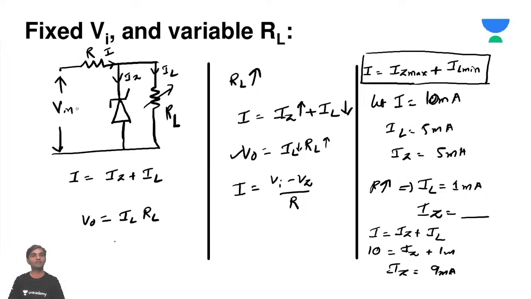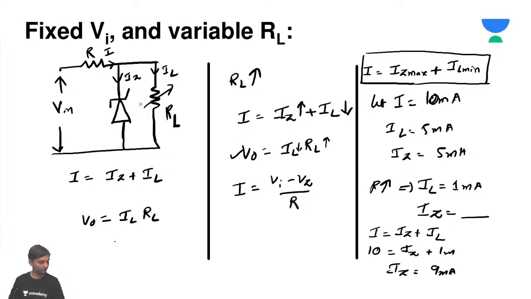So for a fixed value of Vi and variable RL. When RL is changing, when the RL value is increasing, the current flowing through it should decrease. Yes or no? As the RL value increases, IL should decrease. When IL is decreasing, IZ decreases. Why, sir? Because the voltage drop across these two must be the same.